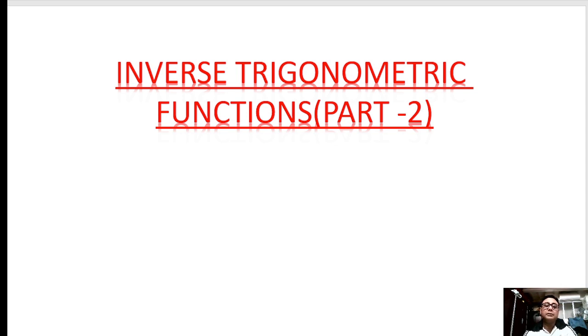As you know, we are continuing with the functions, inverse trigonometric functions. This is part 2 of the inverse trigonometric functions, and part 1 is already uploaded. My request to all of you is please go through part 1 before you see part 2, so that you can understand the continuity of this chapter.